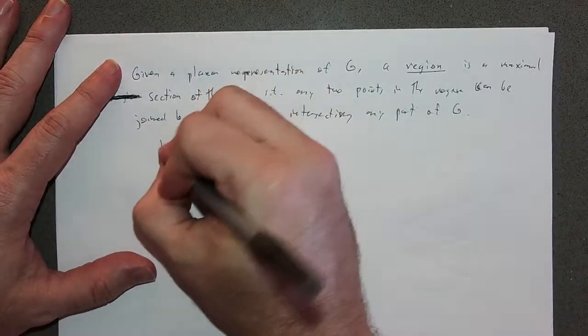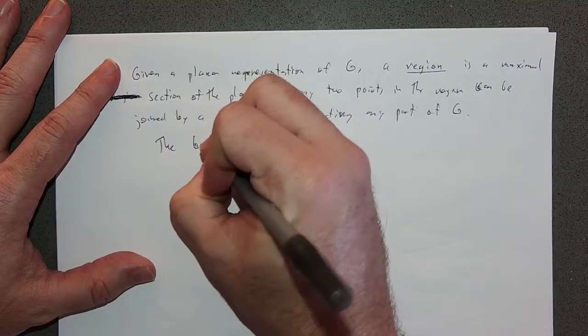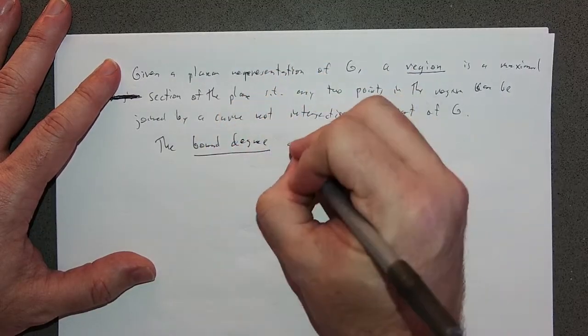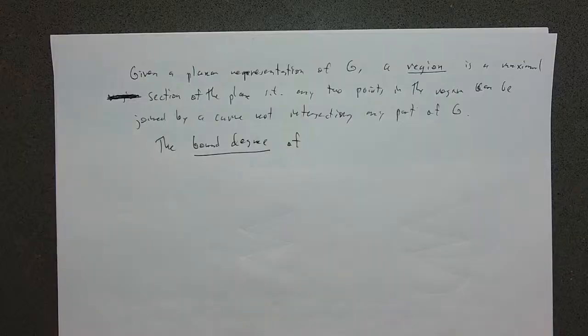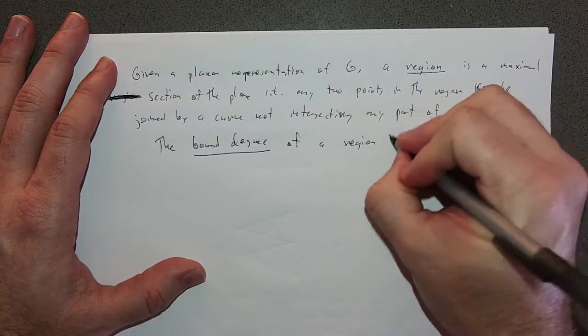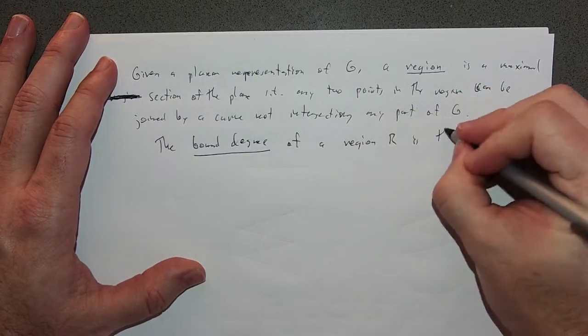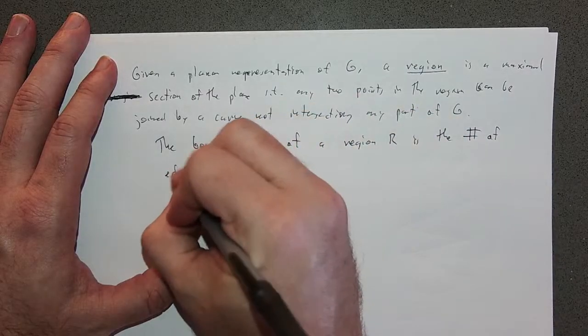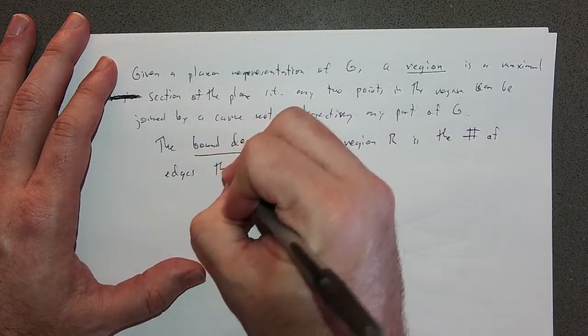So the bound degree of a region R is the number of edges that bound it.